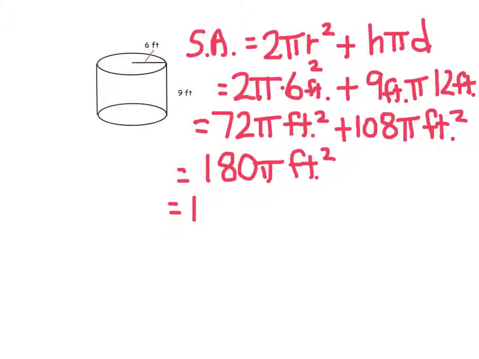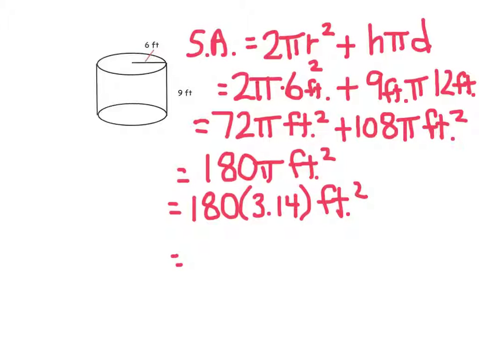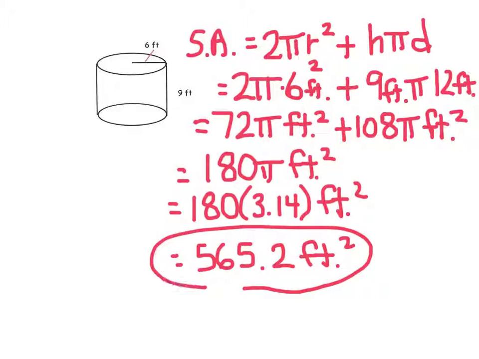All right, now break out the calculator. Let's go 180 times 3.14. That equals 565.2 square feet. All right, that's not so bad, huh? Look at that, it just popped out of nowhere.